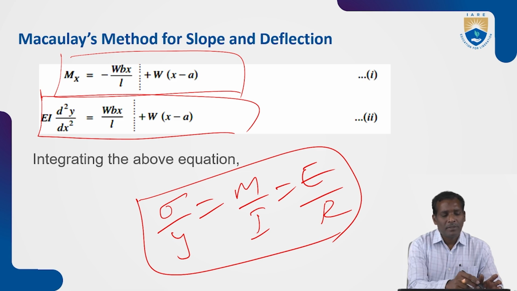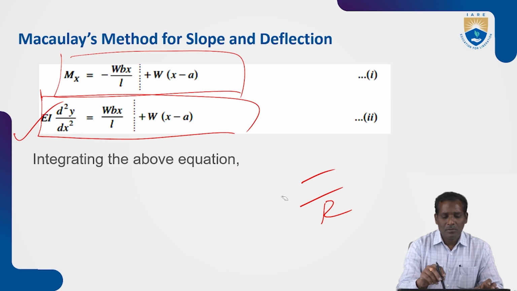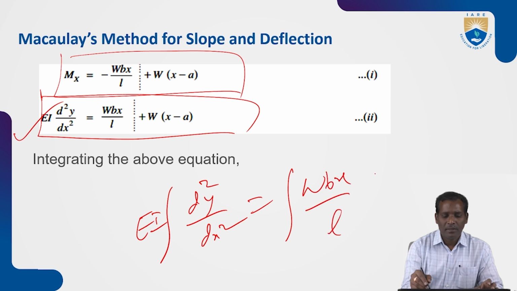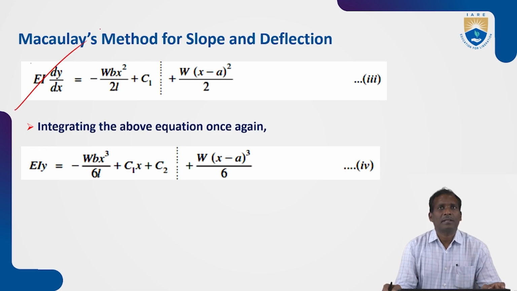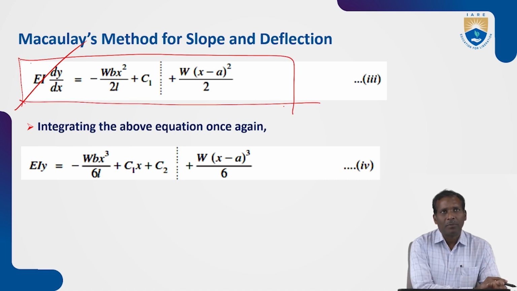So already we have derived this equation. Integrating the above equation: integrate EI into d square y by dx square, integrate W b x by L plus integrate W into (x minus a). After integration you will get the equation EI into dy by dx is equal to minus W b x square by 2L plus C1 plus W into (x minus a) whole square by 2.